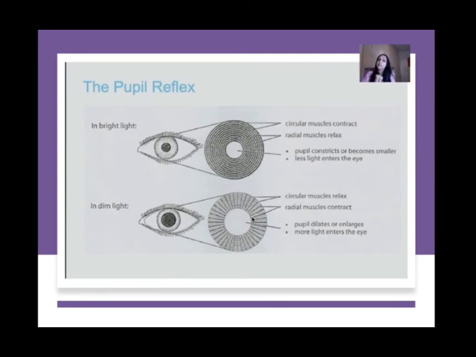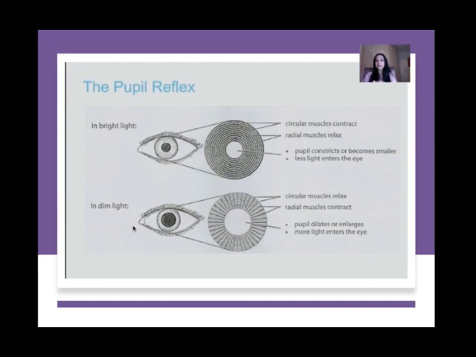Let's see what happens to our pupil in bright light. Now, when we are discussing the pupil reflex, we have to talk about what is happening to the circular muscles of our iris, what is happening to the radial muscles of the iris, and finally, what effect it has on the size of the pupil. In dim light, we ask ourselves the same question. What happens to my circular muscles in my iris? What happens to my radial muscles in my iris? And how does it affect the size of my pupil in dim light?